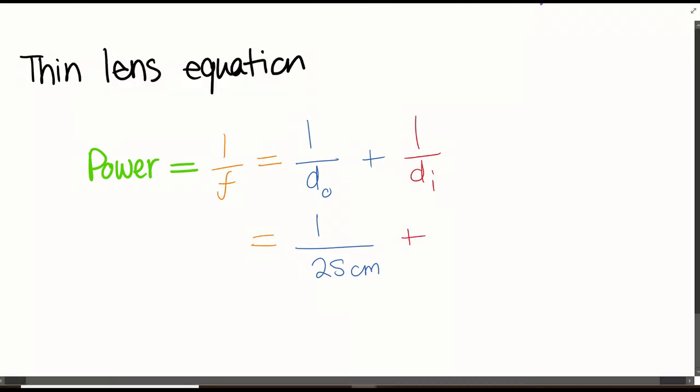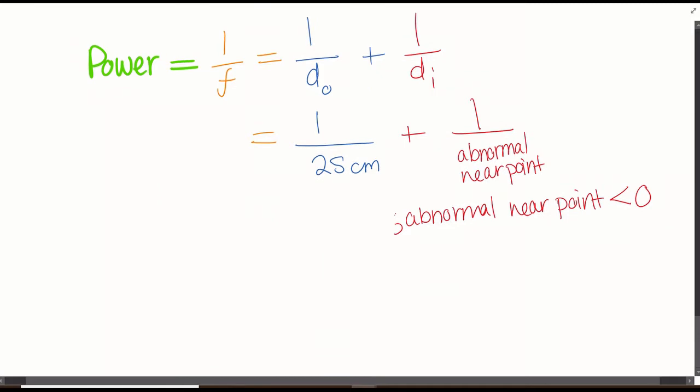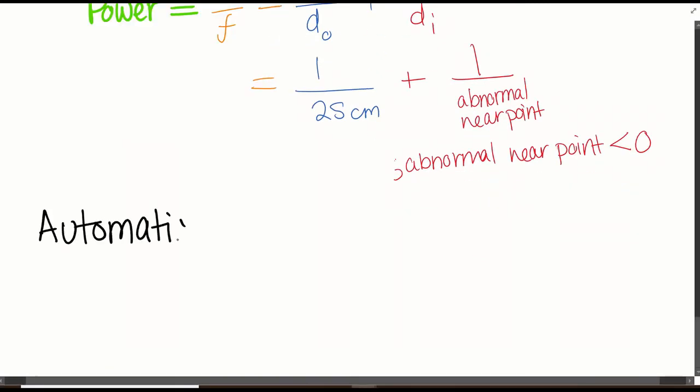For both myopia and hyperopia, the power of the lens added equals the inverse of the ideal near point or far point, that's either 25 centimeters or infinity, plus the inverse of the actual abnormal near point or far point.